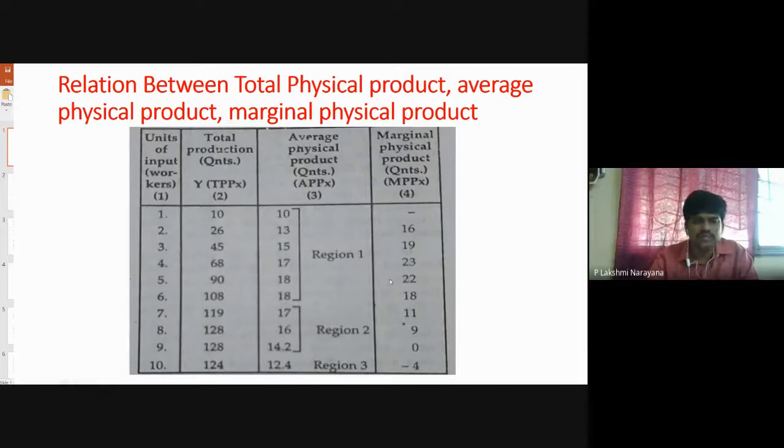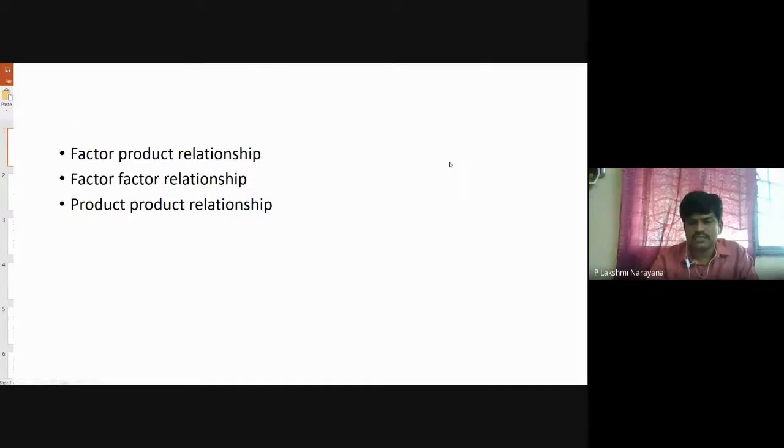So first, there is one labor, total production is 10 units. How do you calculate average physical product? 10 by 1 is 10. Total production in quintals divided by units of input, workers. This is the average physical product. Then marginal product is 0.